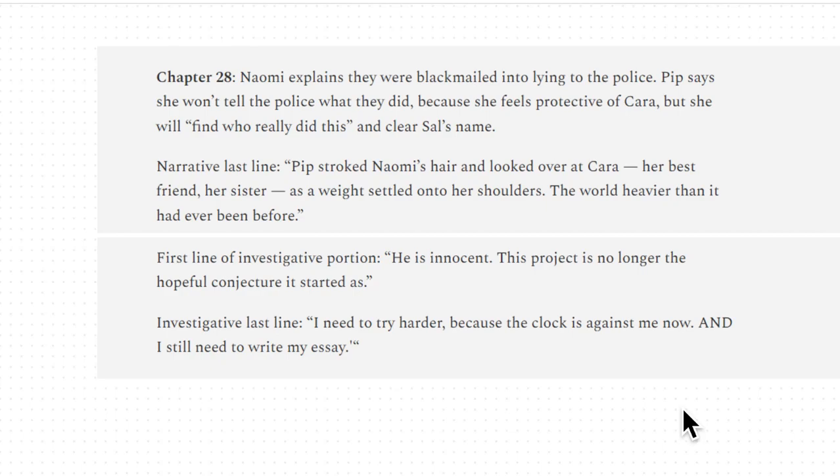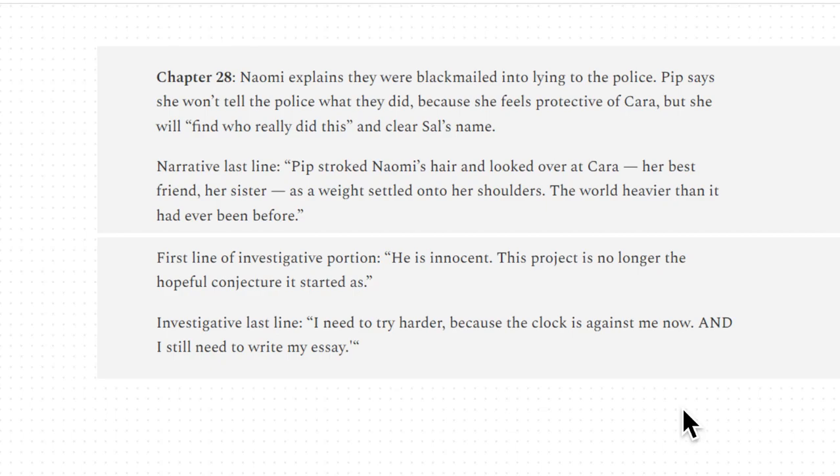Pip stroked Naomi's hair and looked over at Kara, her best friend, her sister, as a weight settled onto her shoulders, the world heavier than it had ever been before. Again, we're getting a reiteration of the personal stakes for Pippa. Kara, her best friend, her sister. It's very, very personal now. It really, really does matter.